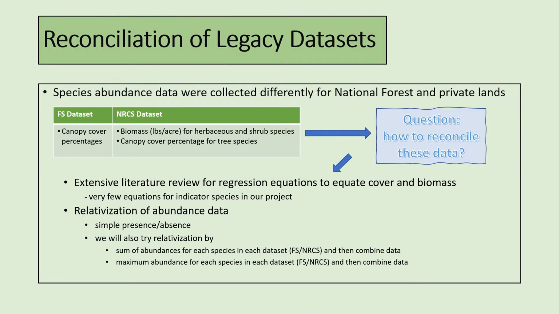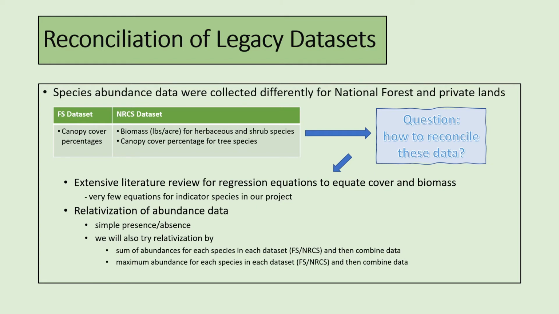Species abundance data were collected differently by the Forest Service and NRCS. The Forest Service abundances were canopy cover percentages. The NRCS abundances are pounds per acre of biomass. We worked hard to figure out how to equate these two types of abundances. The only possibility seemed to be regressions of cover versus biomass, but the scientific literature did not contain enough regression equations for the indicator species in our project.